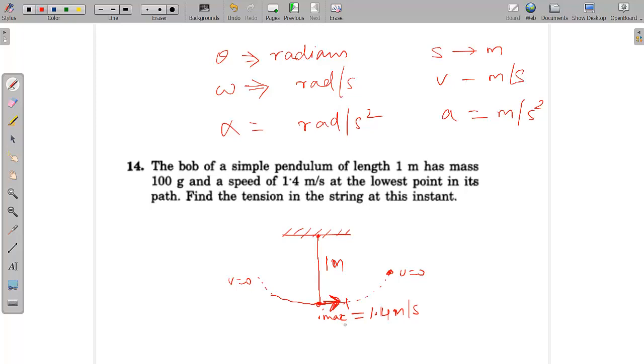This is already given, so can you not find the tension? What is the central force acting here? This is attached by a string, so this is the tension only, no? Tension is giving you the centripetal force. So tension will be equal to mass into centripetal acceleration. Fine, so we'll move on to the next question. You understood? These are simple questions I am taking just for you to understand how the questions will come in circular motion.